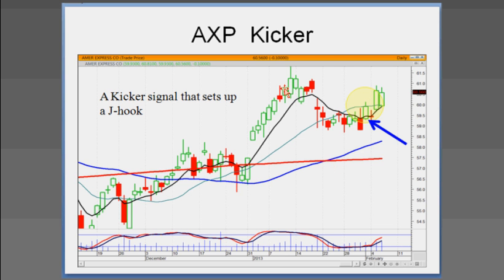And notice what we can identify here. Strong price move, an indecisive pullback, and what starts the next move up? This kicker signal, which is one of our strongest candlestick reversal signals. And if this is starting back up, what type of pattern do we have? A J-hook pattern setting up. So we can visually see what the patterns are setting up, and we can visually see when it's time to get in and out of these patterns.